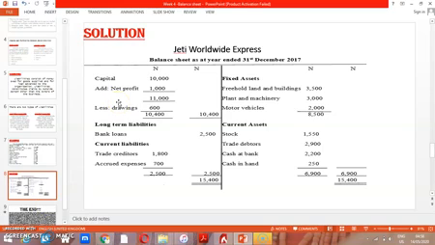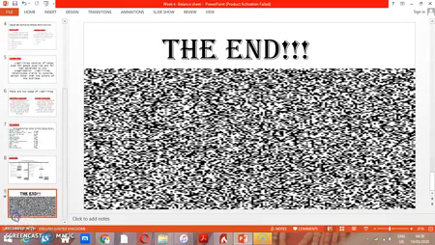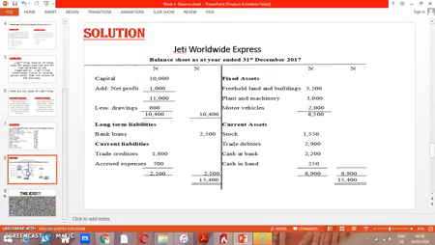So using this example or these workings, use it in answering the assignment given on preparation of your balance sheet using the double entry principle.